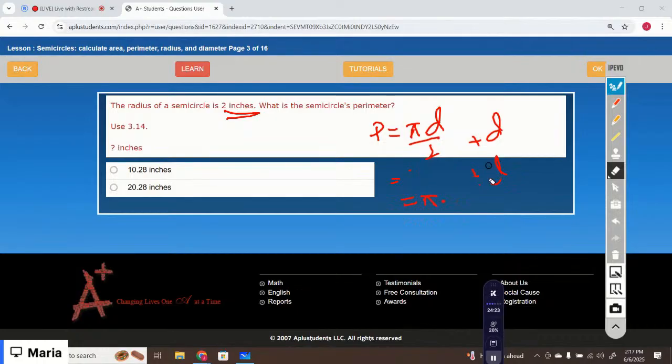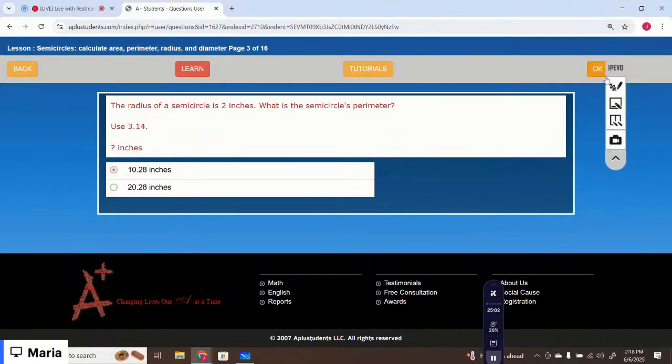The diameter is 2 times the radius, right? Then the diameter is 4. Let's just replace the diameter with 4. So that is 3.14 times 4 over 2 plus 4. So 2 times 3.14 is 6.28 plus 4. So the correct option is 10.28. Option one is the correct option. That is 10.28 inches.